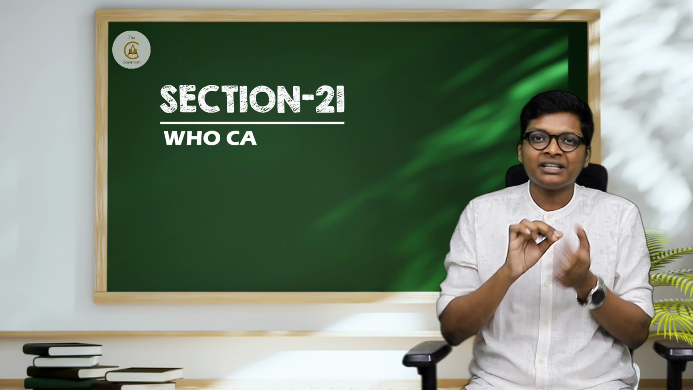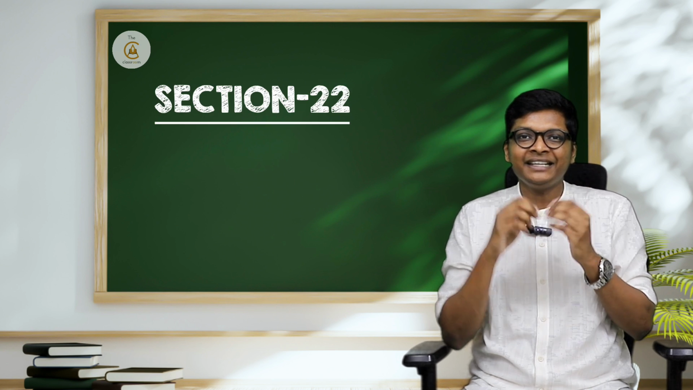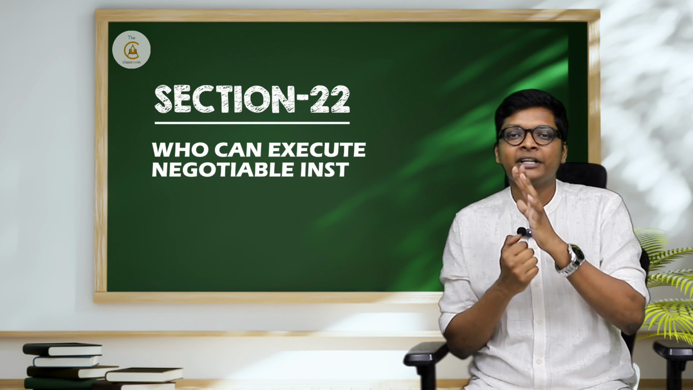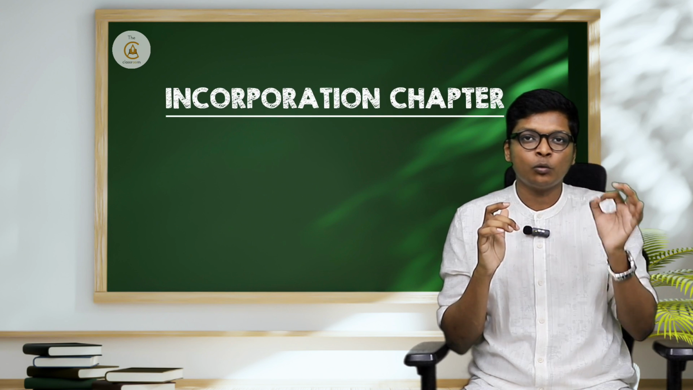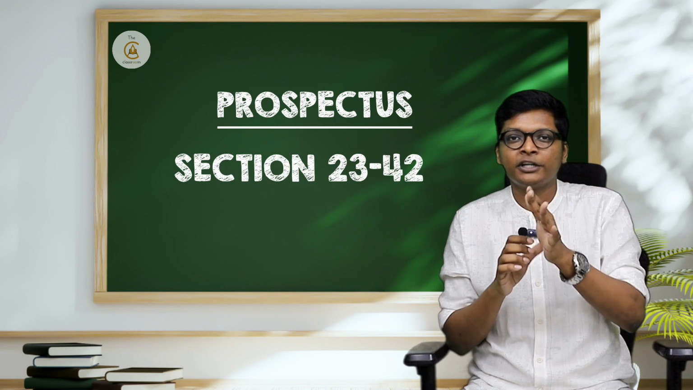21 is who can authenticate documents for the company. It is KMP. And 22 is basically who can execute negotiable instruments. This is my incorporation chapter, 1 to 22. Proceeding to prospectus, which is section 23 to 42.